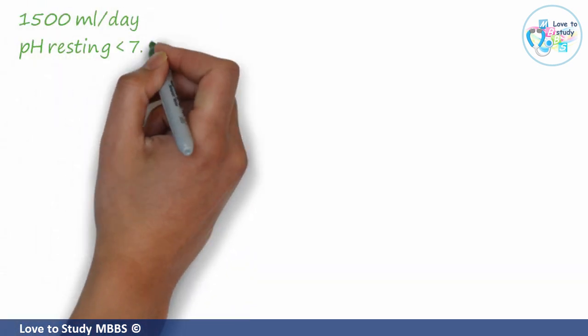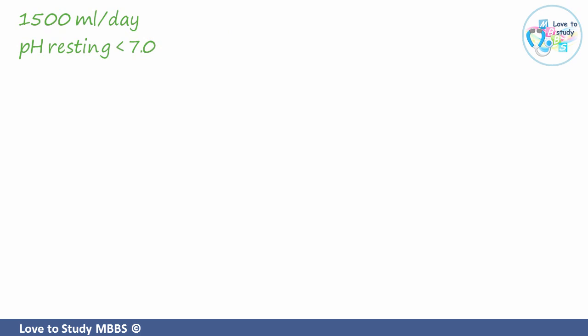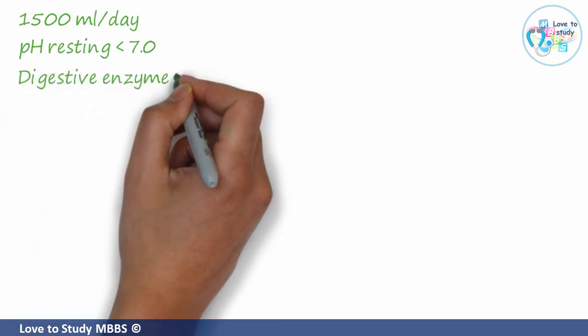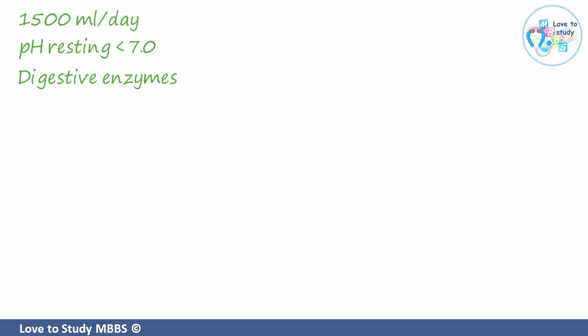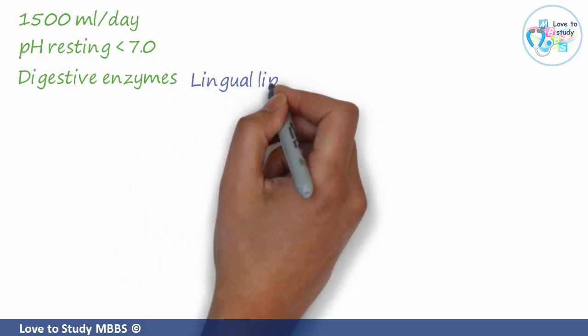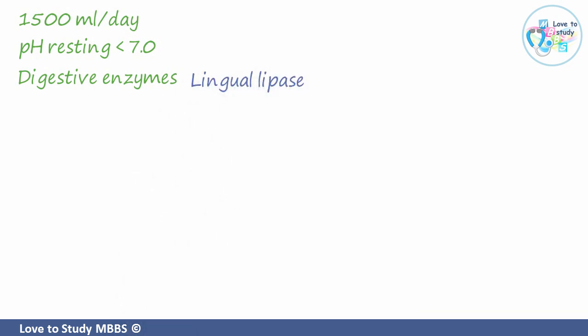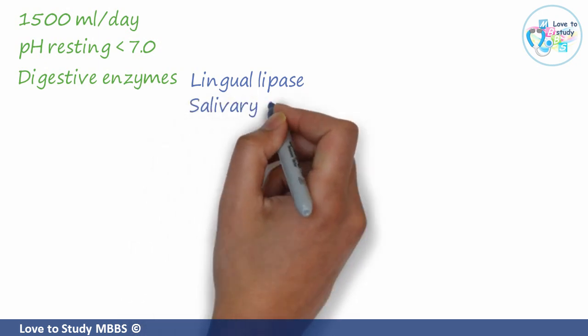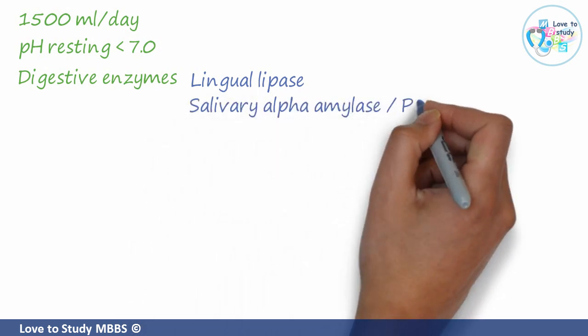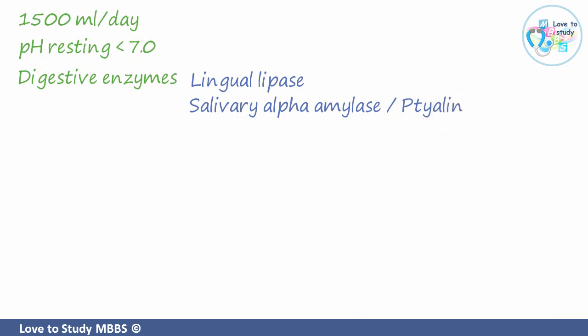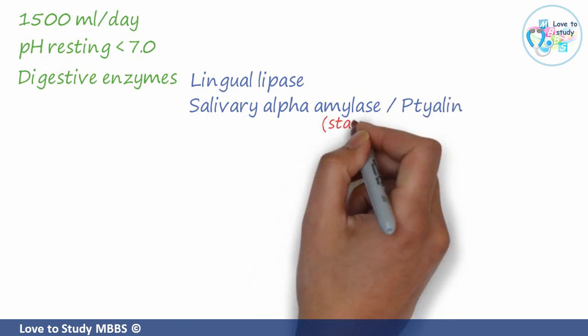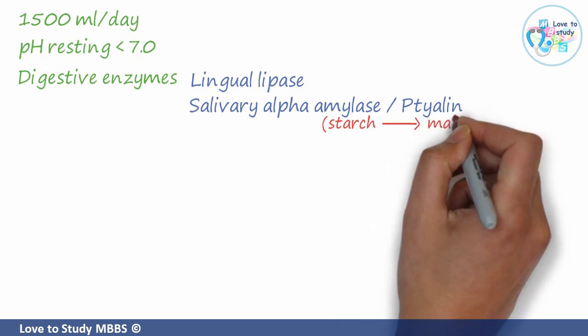Normally, these three pairs of glands produce around 1500 milliliters of saliva every day with the pH around 7, but it's slightly acidic. Lingual lipase is an enzyme in saliva which acts as a catalyst to break down saturated fats to make them easy for digestion. Salivary alpha amylase is another enzyme present in saliva, which breaks starch into maltose and dextrin.